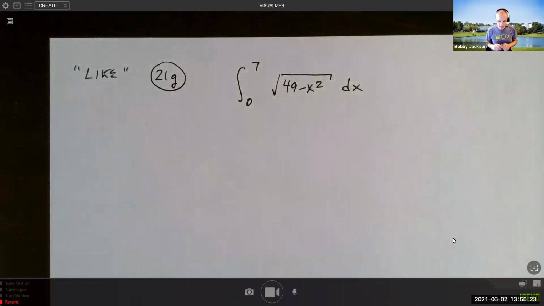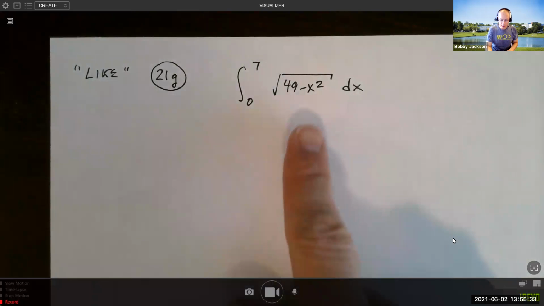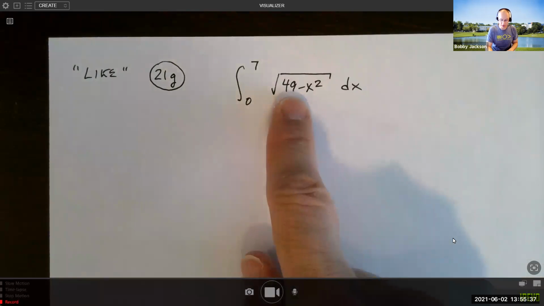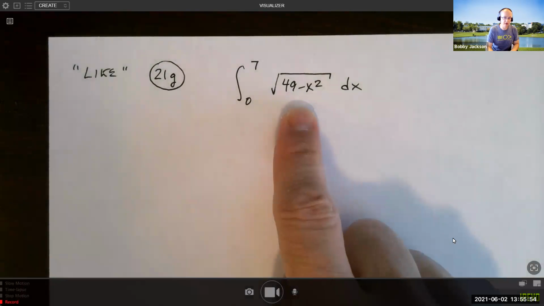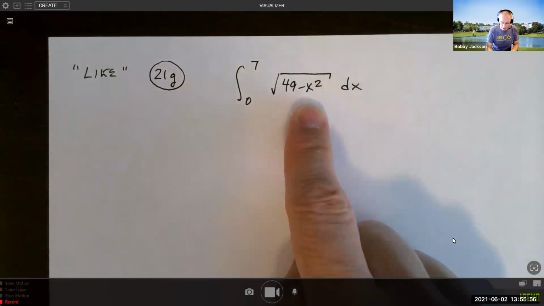So let's try one like number 21G. You're to evaluate these definite integrals by interpreting the function and the value geometrically. In other words, you'll need to essentially know what the graph of the function looks like, and then from that use basic geometric formulas like the area for a square, rectangle, triangle, circle, whatever, to find the value of the definite integral.